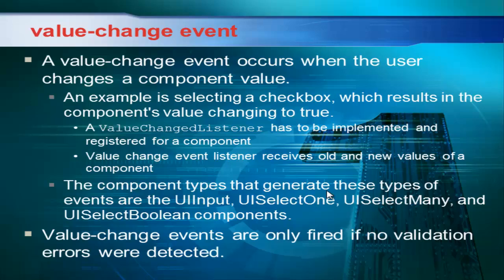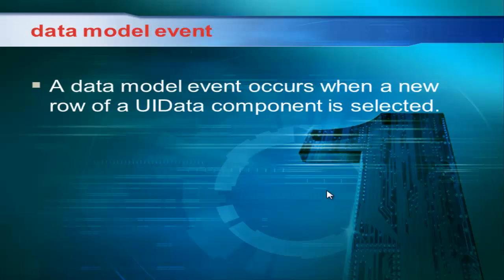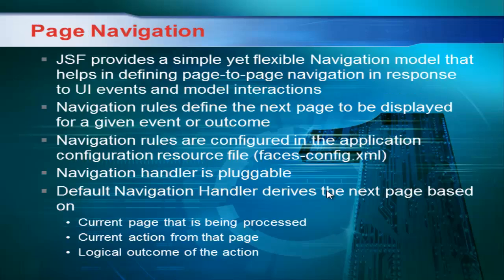Action event listener is triggered only by the action commands, and the action command is a UI button. Okay. The value change is where you can have a checkbox or a list box that will handle it. Okay. Data model is when you have a range of data. If the item is selected, you get that thing.